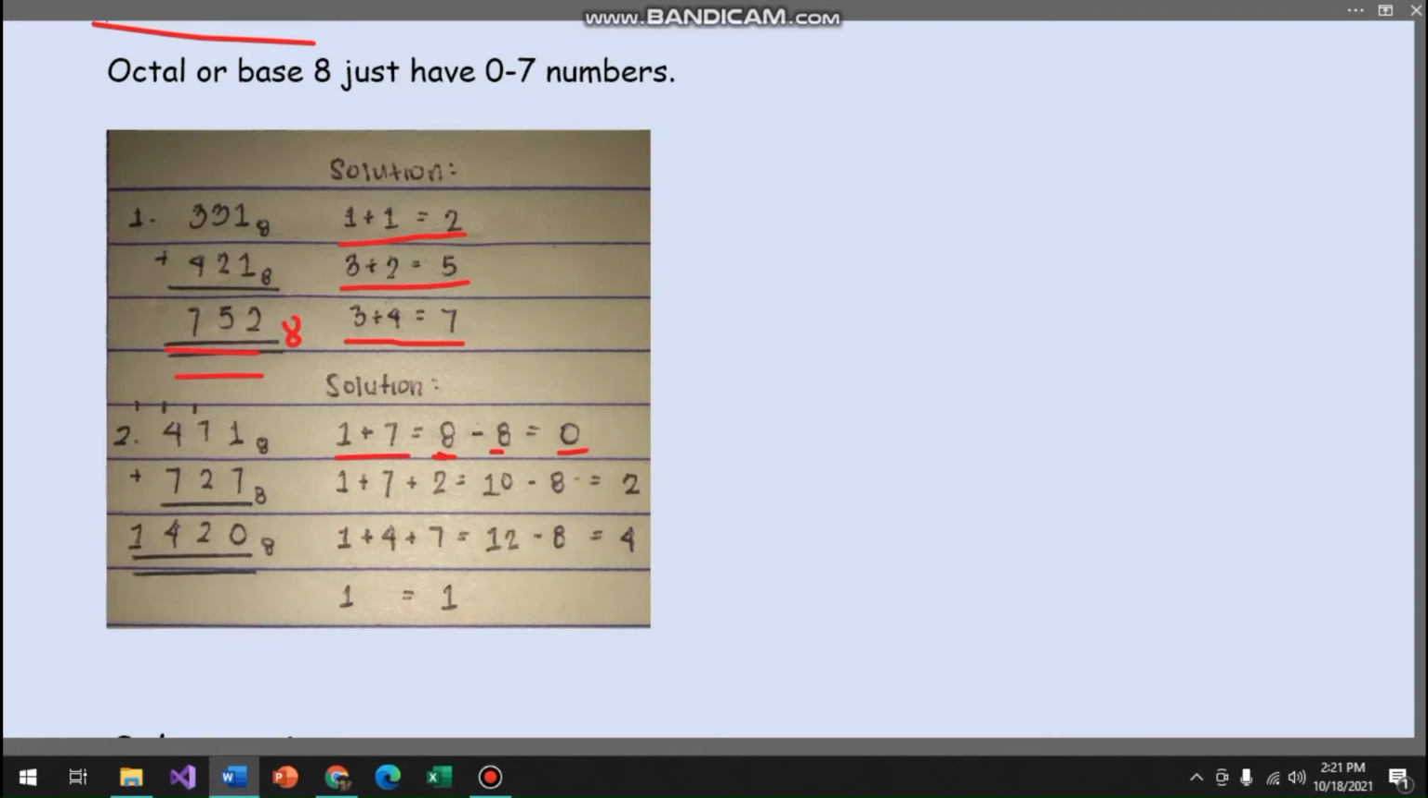So 1 plus 7 plus 2 is equal to 10, and we will subtract 8 again, that is equal to 2. There is a carry 1 again to the next number. So 1 plus 4 plus 7 is equal to 12 minus 8 equals 4. And there is a carry 1 again that we will just bring down, and this is the sum of the two octal numbers, 1420 base 8.